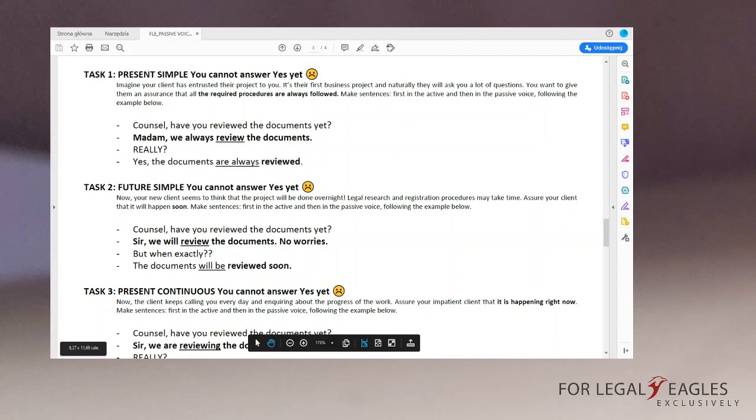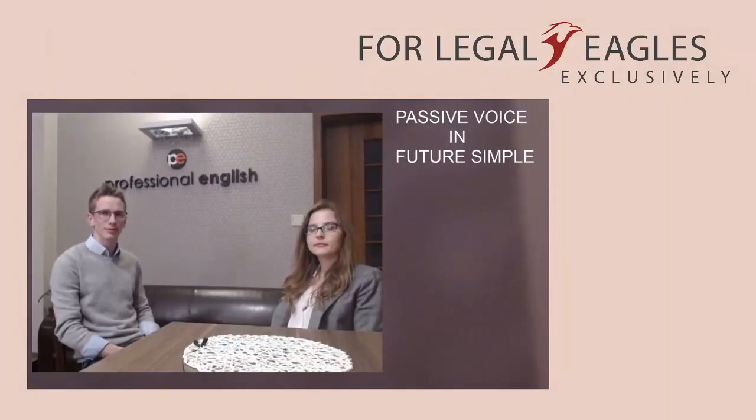Now, your new client seems to think that the project will be done overnight. Legal research and registration procedures may take time. Assure your client that it will happen soon. Make sentences first in the active and then in the passive voice, following the example below. Now, let's have a look at Mateusz and Claudia again. Okay, guys, go ahead. Now it's passive voice and future simple.